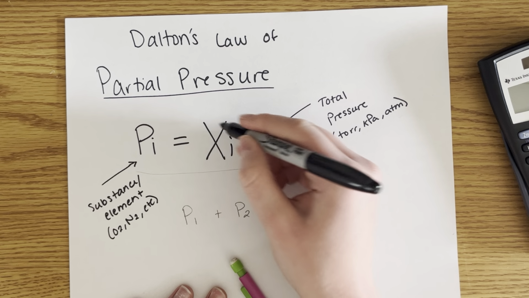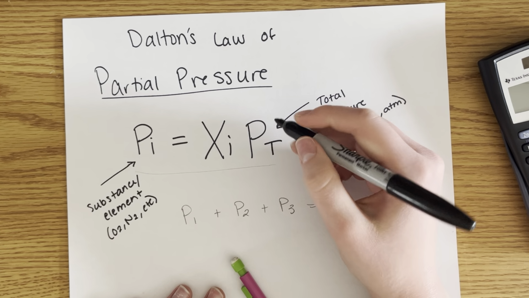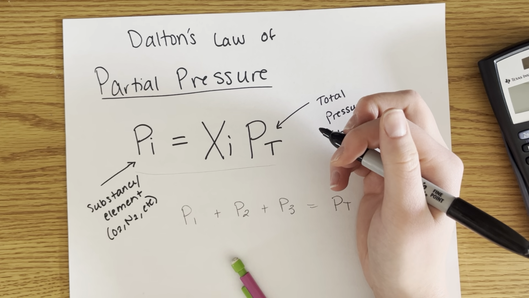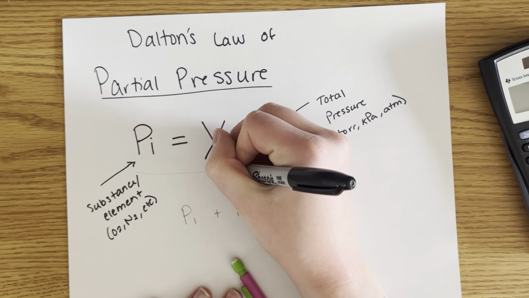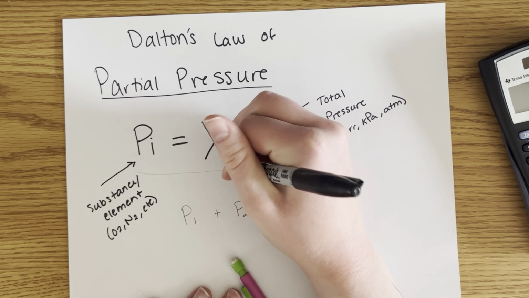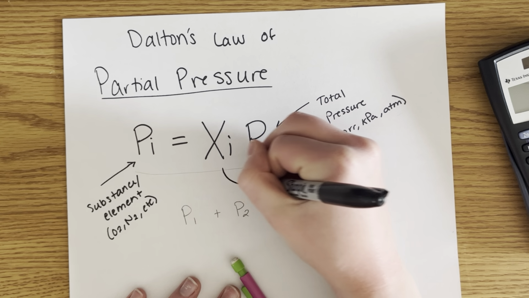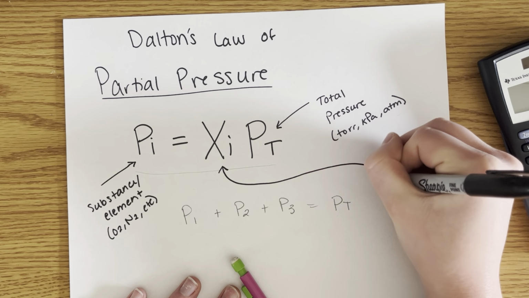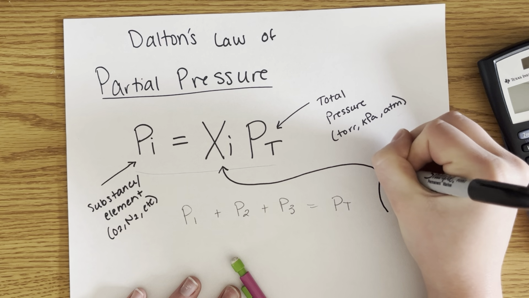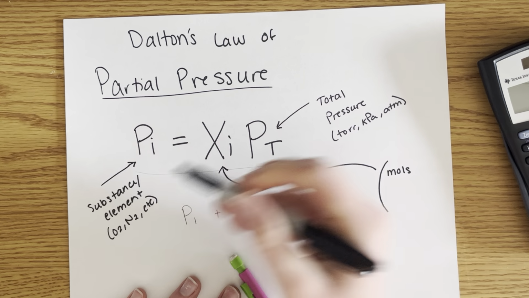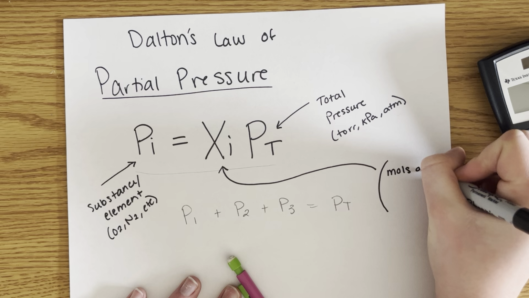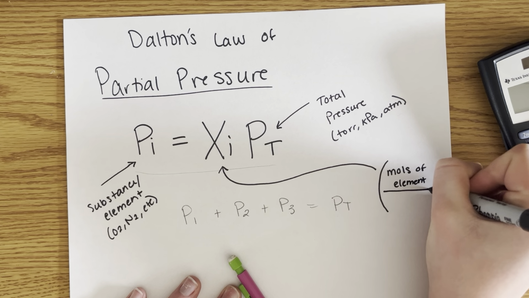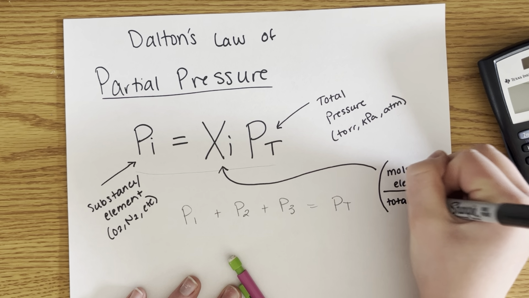Now, what's this one? The XI. That one actually is its own thing. You're going to have to memorize that. This is the mole ratio. If we were to break this down, it would be the moles of your substance that you're trying to find, so of the element in question, over the total number of moles.